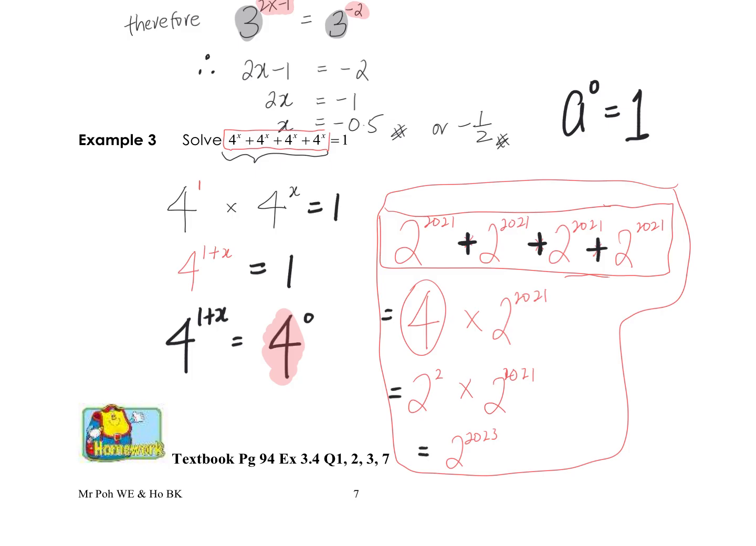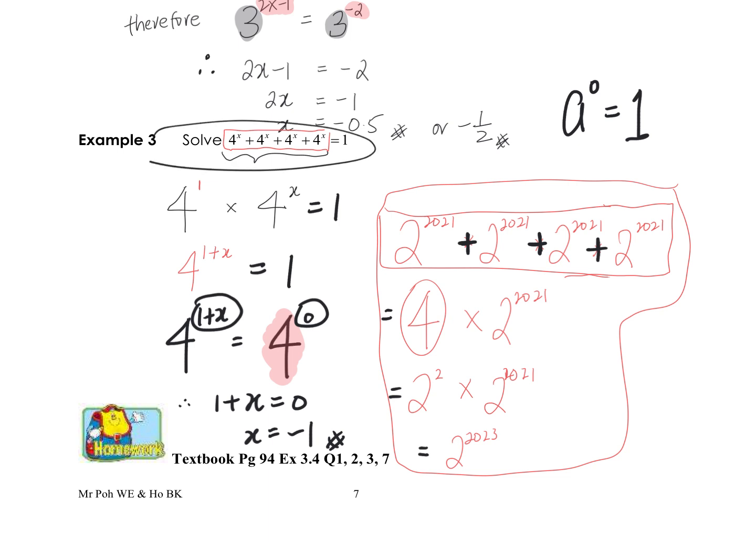Okay, my bad. So once you change the 1 to 4 to the power of 0, now that the base number is the same, the power must be equal. So now I equate these two together. Then x must be just -1. That's all. You don't believe, you flip to your 10-year series, you will see a question like this somewhere.